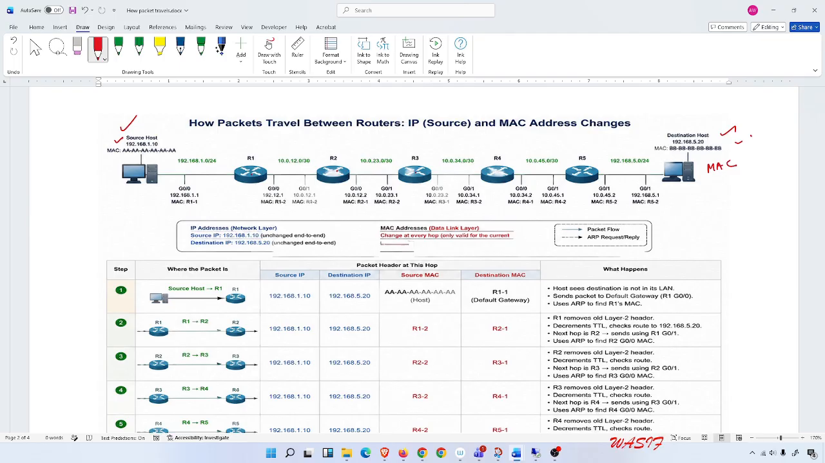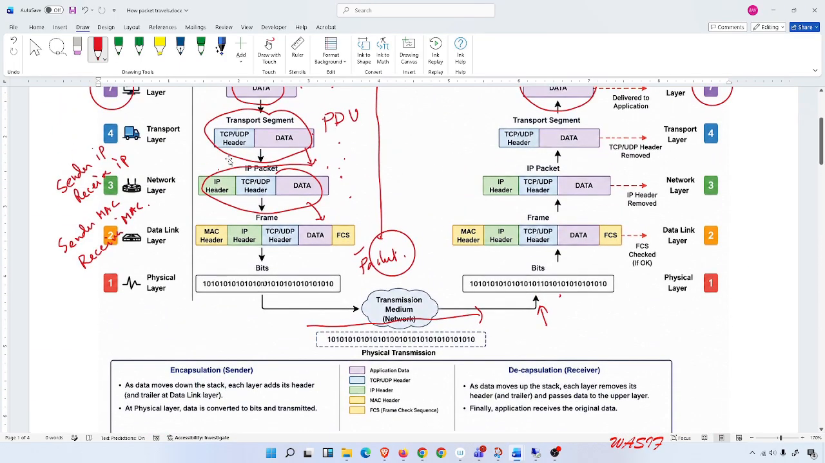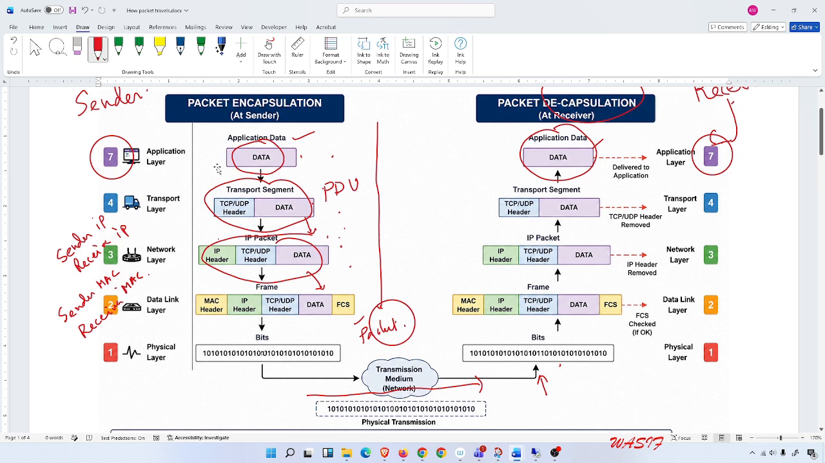Now the question comes here. If I don't know the MAC address, how would I put the receiver's MAC address in layer 2? That's the first question. You might have the same question. Then how do I know the receiver's IP address as well? The receiver's IP address can be known through DNS.